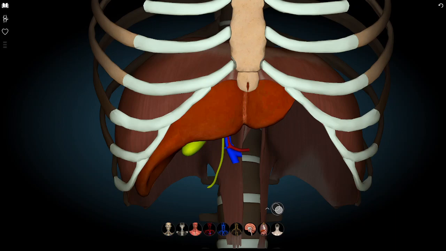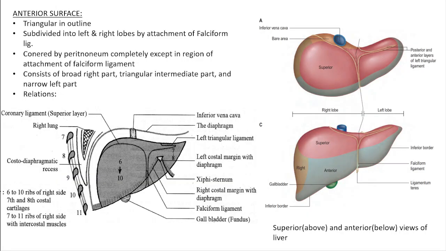If I switch back to the PPT, right? So this broad right part of the anterior surface is in relation to the 6th to 10th ribs and their costal cartilages. The narrow left part is covered by the 7th and 8th costal cartilages, and this central triangular part comes in direct contact with the anterior abdominal wall. It is covered by the xiphoid process of the sternum, and below that it comes in relation to the posterior aspect of the rectus abdominis muscles. Right? Okay.